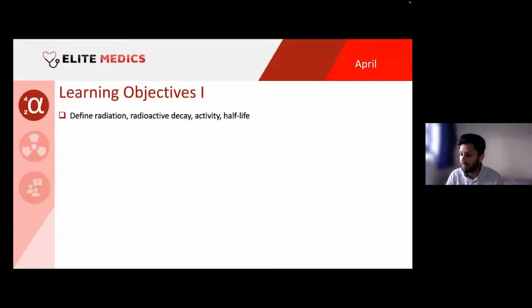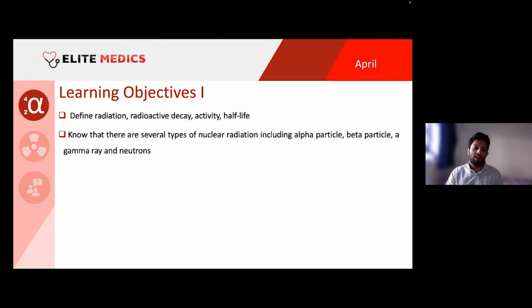These are the learning objectives for today. So we're going to define radiation, radioactive decay, activity, and half-life. And these are just definitions, so the best way to learn them, I'm sure I've mentioned this to you guys already, is just through flashcards. Flashcards are always the best way to learn definitions because they're just rote learning.